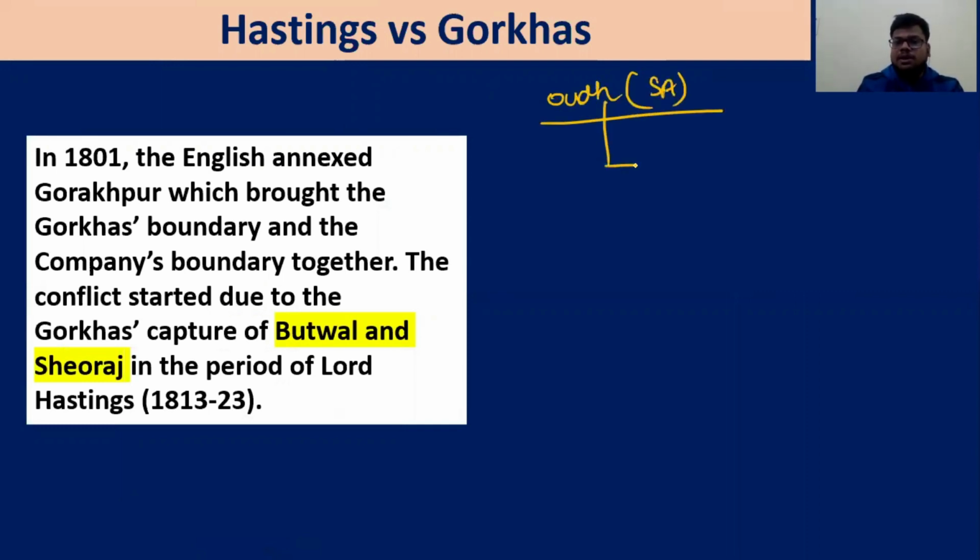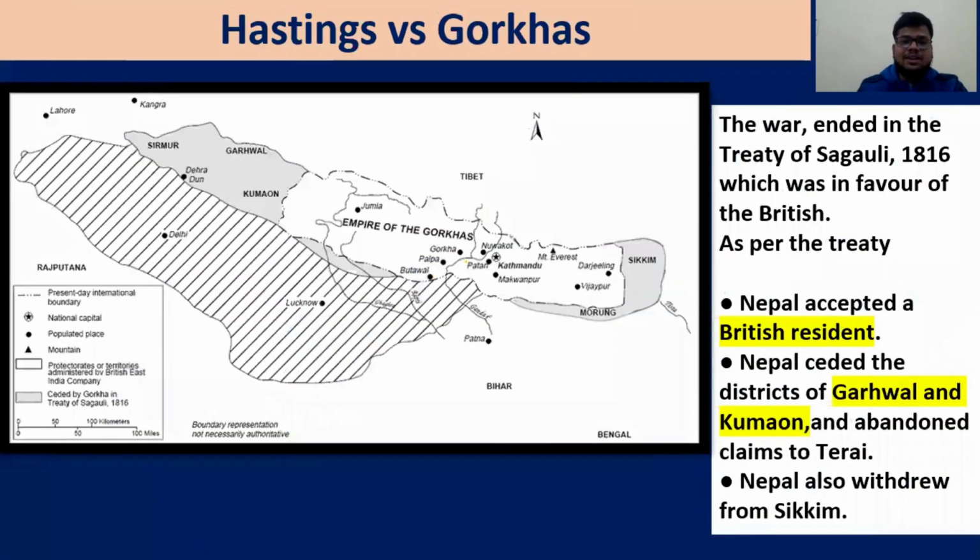When Awadh came under the subsidiary alliance, the British were putting their troops in these areas. For example, we have discussed the areas around Gorakhpur. In 1801 they captured Gorakhpur, and the troops are there. When the Gorkhas captured Suroji and Butwal, the conflict was inevitable.